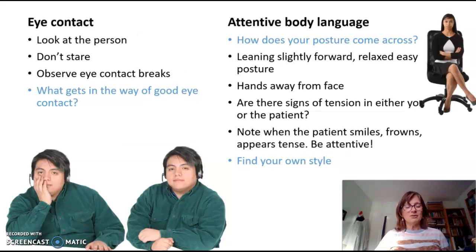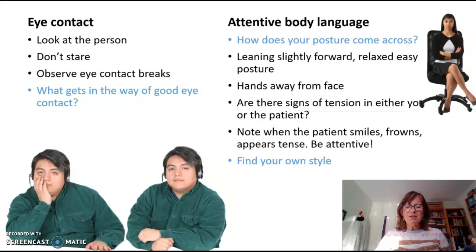So let's focus on eye contact first. So in most cases, you need to be looking at your patient or your service user in front of you. So look at them, but don't stare. We need to be able to give the breaks in the eye contact so that it feels comfortable for people. So just have a think for a moment. What gets in the way of good eye contact?